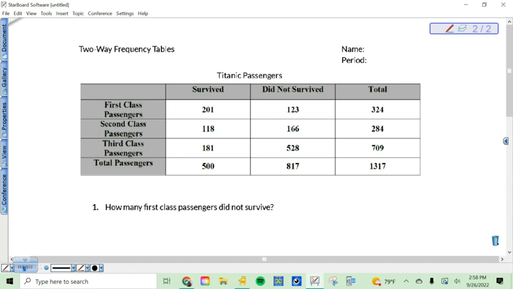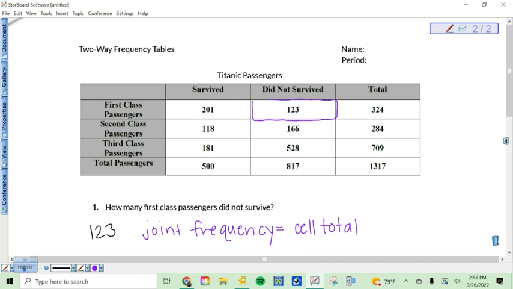Okay, let's go through these, and as we go through them, you're going to get a number answer, but I also have a little vocab for you to write down too. So the first thing says, how many first class passengers did not survive? 123. Yeah, 123, right? This is something that is called joint frequency. That is looking at one particular cell total. So we only looked at this little box right here, and that's how we got that answer. That's called joint frequency.